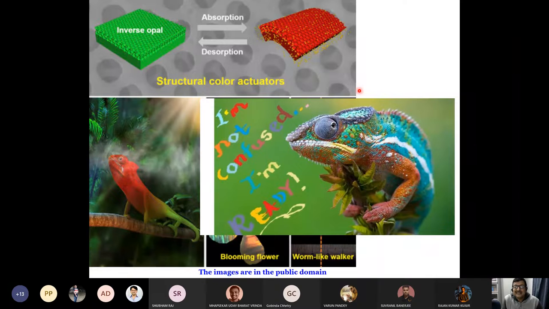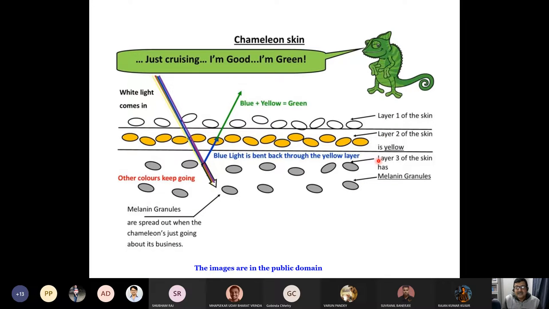The most intelligent guy in this regard is this guy, which we call, what is the name of this guy? Anybody remembers? Chameleon. Yes, it's Chameleon, right? There is a very beautiful play by George Bernard Shaw. The name of the play is Chameleon, right? Chameleon means who changes color very frequently. So this guy has an exceptional ability, you can see different types of colors it can generate.